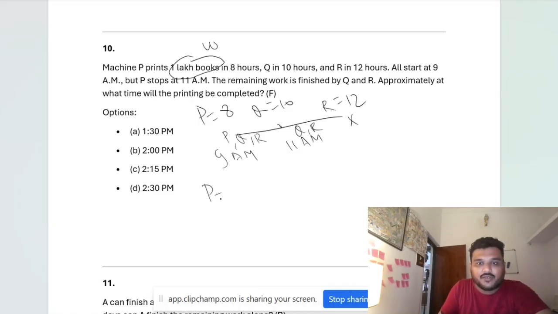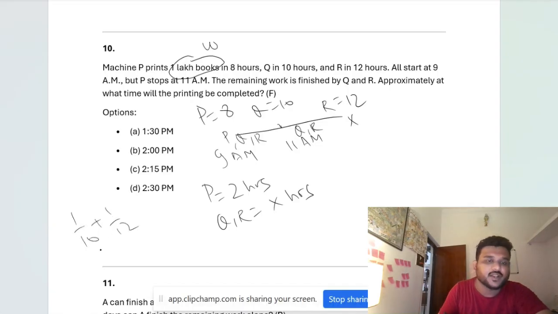So P has totally worked for 2 hours and Q and R are working for the entirety of the time. Let's say X hours. So first let's find out Q and R together, how much work they're doing in 1 hour. Let's take out the LCM. So this is 22 upon 120, 11 by 60, is the work that they do in 1 hour, into X is the total amount of work that Q and R are doing.